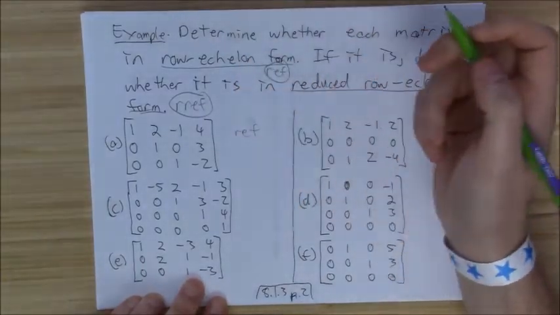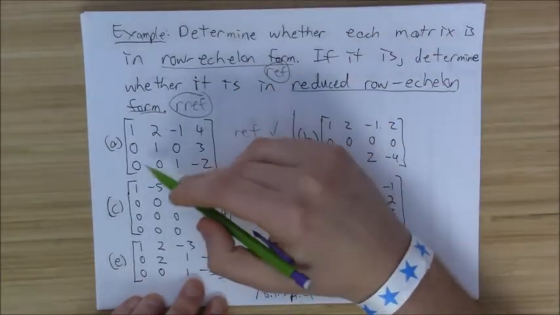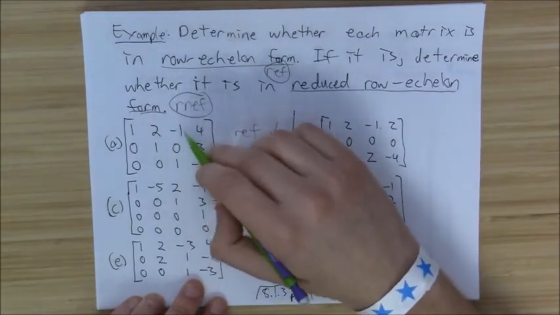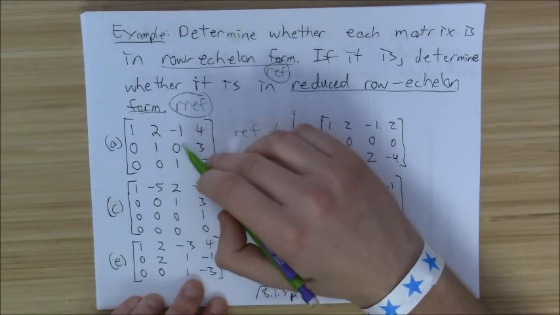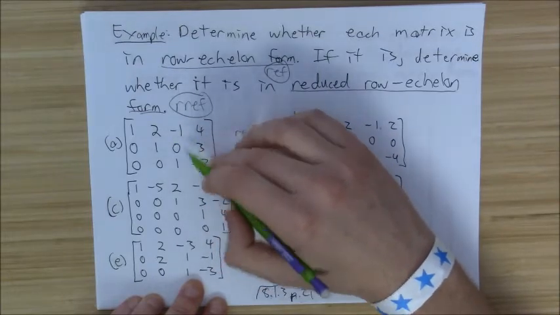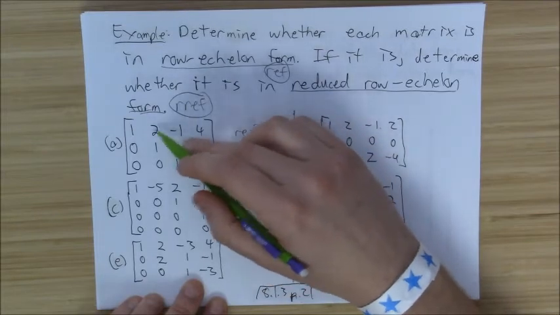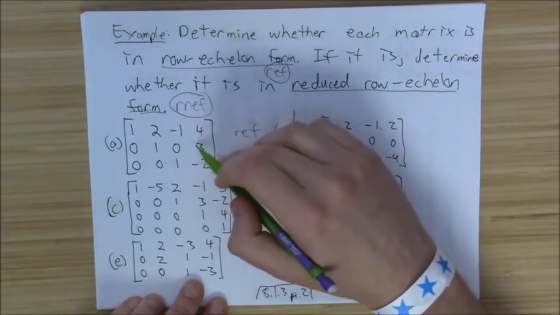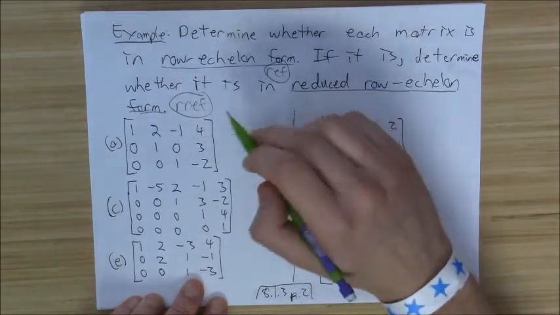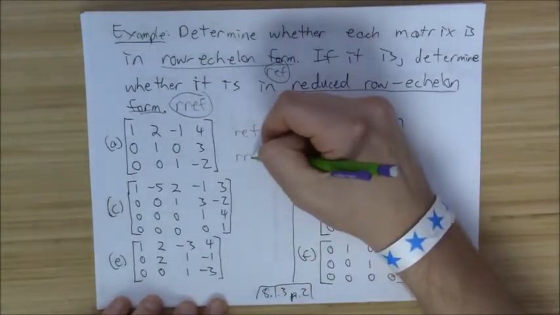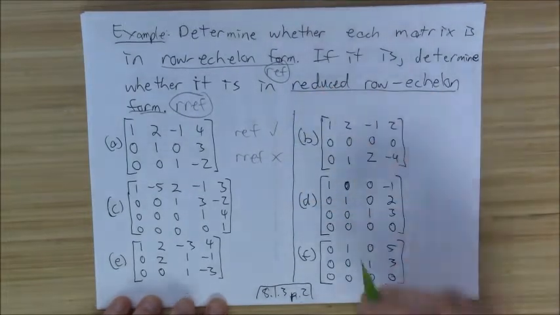Is it reduced row echelon form? The answer is no, because there are not zeros everywhere else. We would need zeros in all of these spots because there's no leading one there. So since there's no leading one, this is not in reduced row echelon form. All right, so RREF is a no.